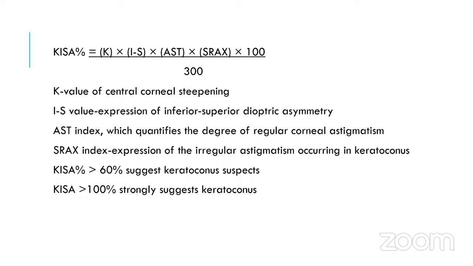Then the KISA percentage, which is based on 4 parameters. The first one is the K value of central corneal steepening. The inferior to superior value is the expression of the dioptric asymmetry. Then the AST index, which quantifies the degree of regular corneal astigmatism, and the SRAX index, where the expression of the irregular astigmatism occurs in keratoconus. A KISA percentage of more than 60% suggests keratoconus suspect, and if it is more than 100%, it strongly suggests keratoconus.